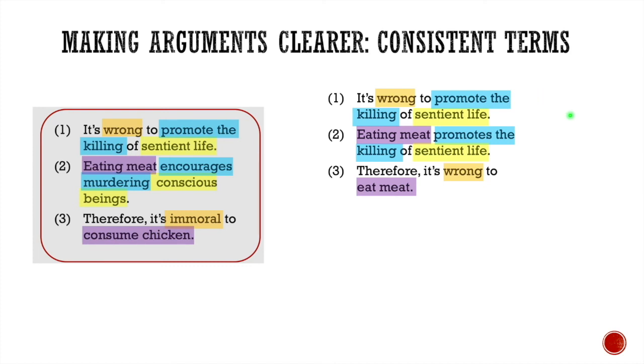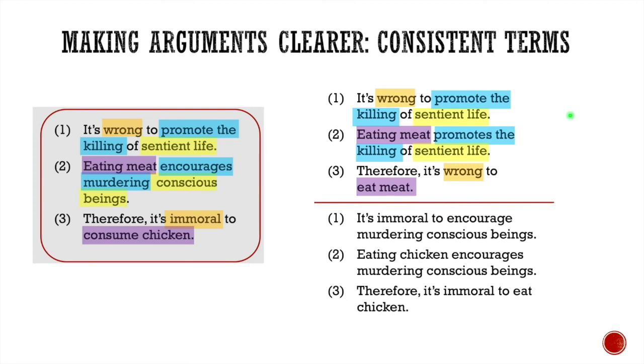Of course, you could do it many other ways. Here's one other way you could have made them consistent. Here I've used the terms encourage murdering in both premises instead of using promote the killing. Here I've used conscious beings in both instead of using sentient life. Immoral in both instead of wrong in both. Or eating chicken in both rather than talking about eating meat. So these are two different ways you can make this more consistent.